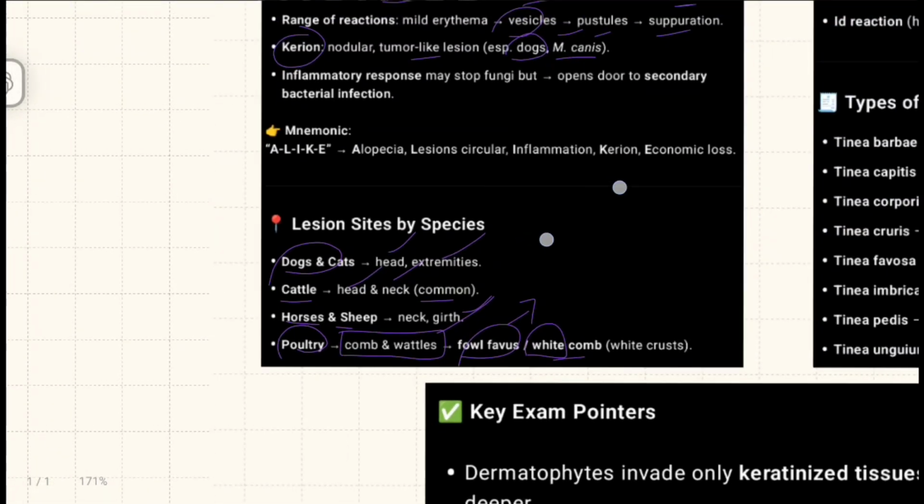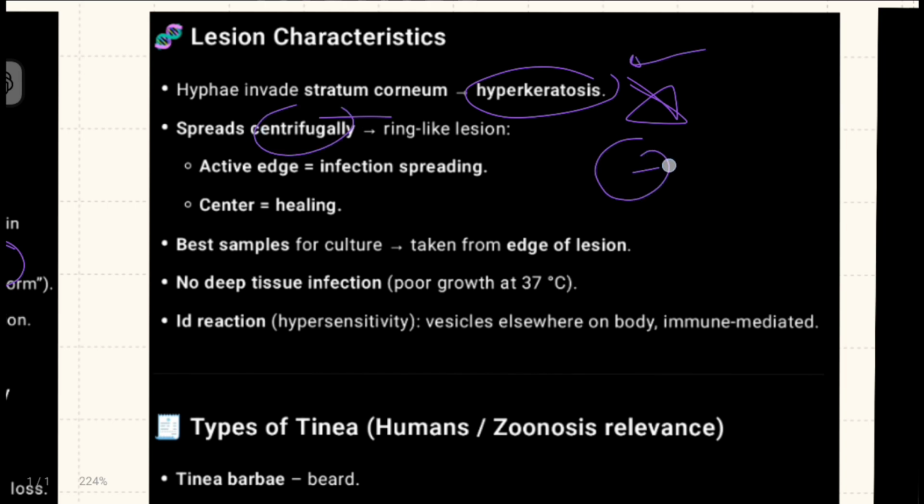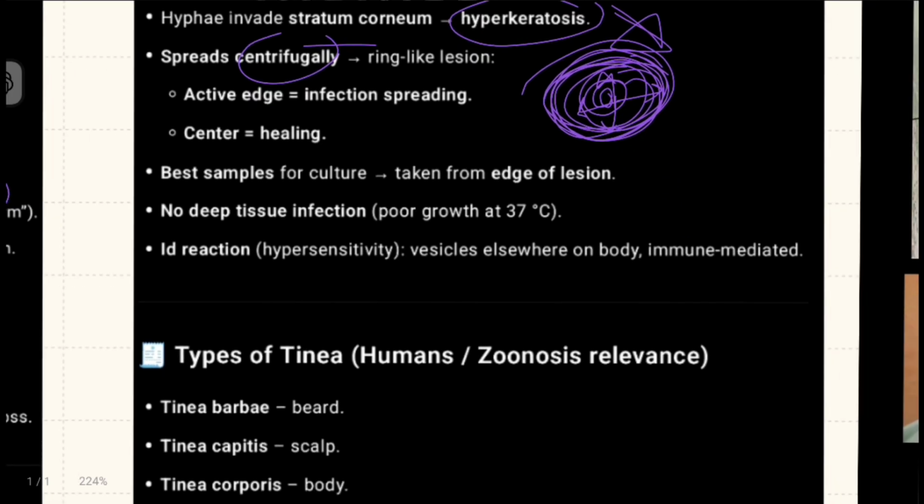Now, lesion characteristics: hyphae invade the stratum corneum, giving rise to hyperkeratosis. That is, the host defense mechanism starts producing increased keratin, leading to hyperkeratosis, and the lesion spreads centrifugally, giving a ring-like region. The active edge is very active, where infection is spreading, and the center is the region of healing. So whenever somebody wants to take a sample for culture, it is better to go for the edge of the lesion rather than collecting a sample from the center.